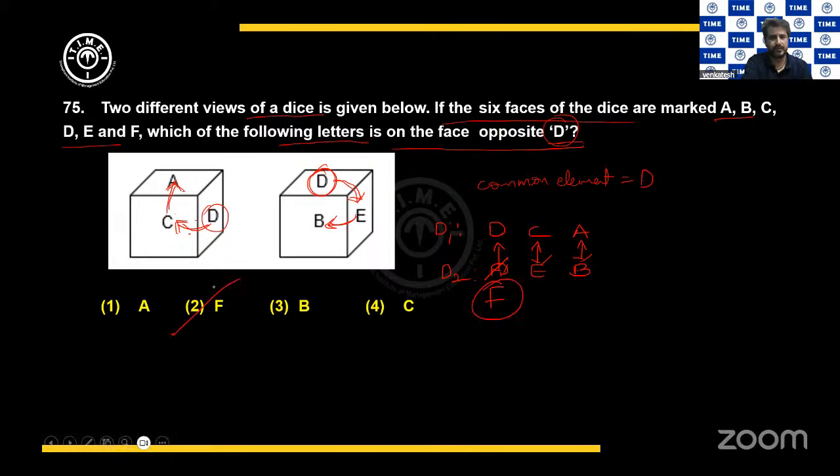Simple technique. Take the common element. From that element, write the elements in the clockwise direction among the visible faces, and then automatically they are opposite. Same in the order: D, C, A clockwise, D, E, B clockwise. So C and E are opposite, A and B are opposite, then D and F are also opposite.